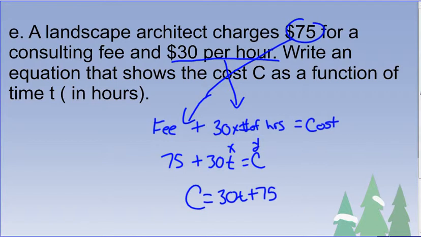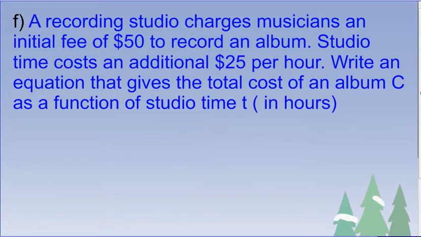Now this next problem, letter F, I'd like you to try on your own. Go ahead and pause the video, copy it down, do the problem. When you're ready to continue, hit play and we'll go over it together. Okay, it says here, a recording studio charges musicians an initial fee of $50 to record an album. Studio time costs an additional $25 per hour. Write an equation that gives the total cost of an album, C, as a function of studio time, T, in hours.